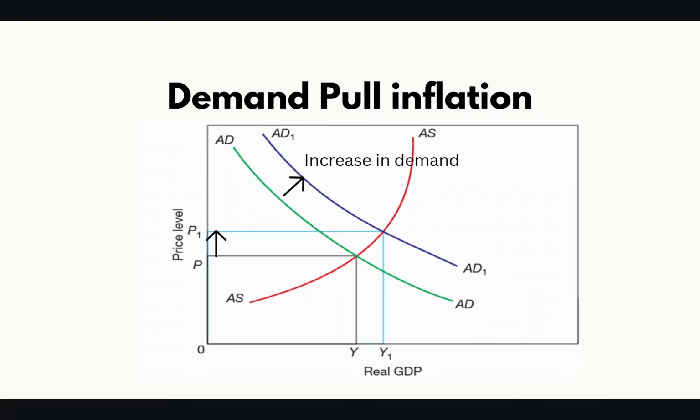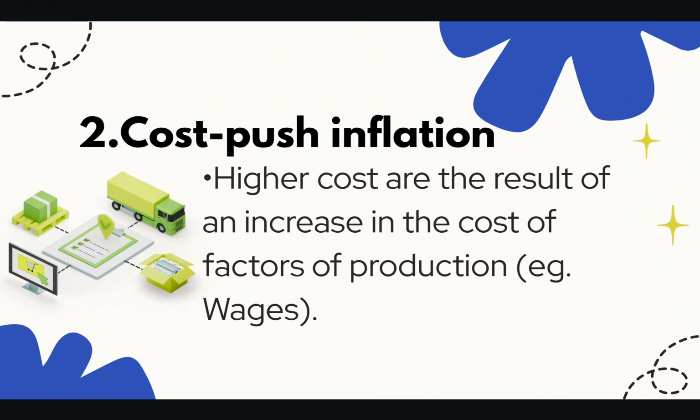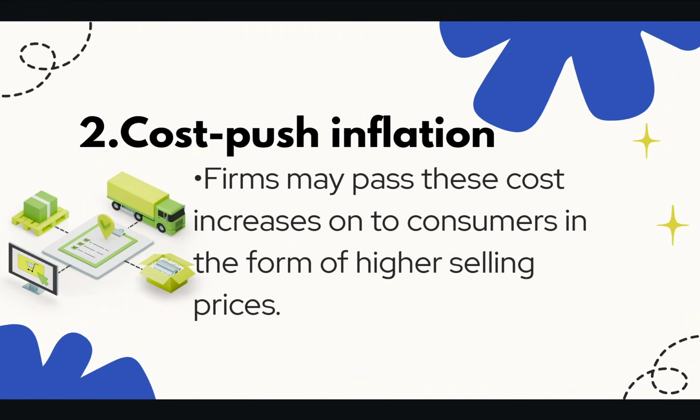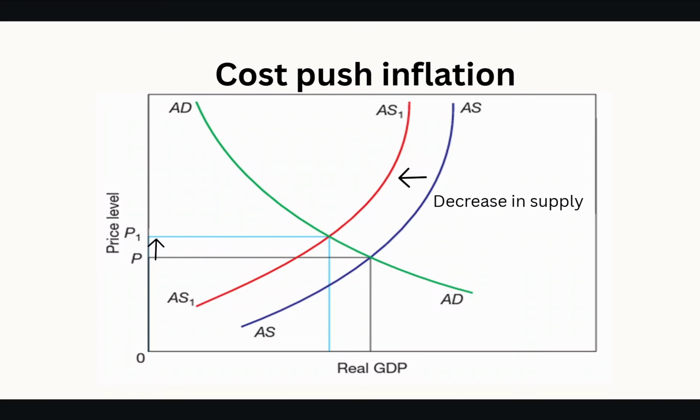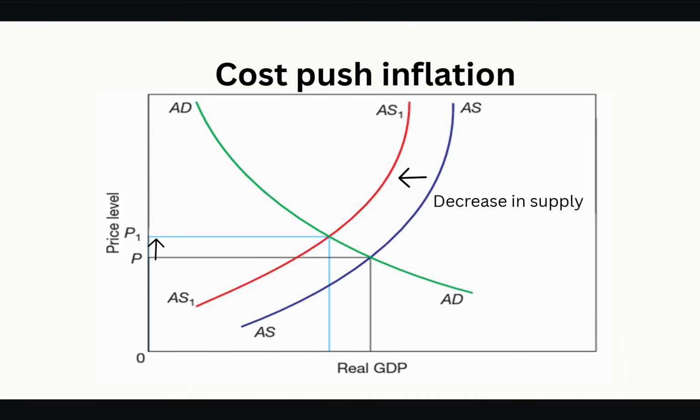For demand pull inflation, we have aggregate demand increasing, shifting to the right, and thus leading to the price level increasing from P to P1. Cost push inflation. Inflation caused by a higher cost feeding into higher prices. Higher costs are the result of an increase in the cost of factors of production. Example, wages. Firms may pass these cost increases on to consumers in the form of higher selling prices. With cost push inflation, we have aggregate supply decreasing, so shifting to the left from AS to AS1, and this will cause the price level to increase from P to P1.